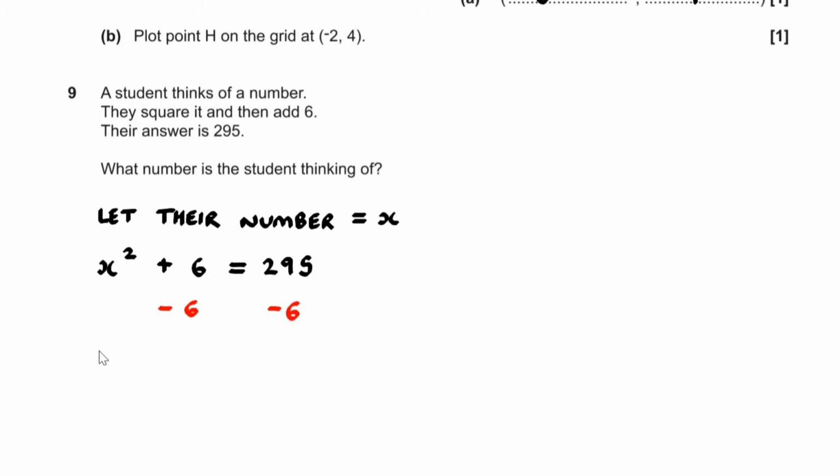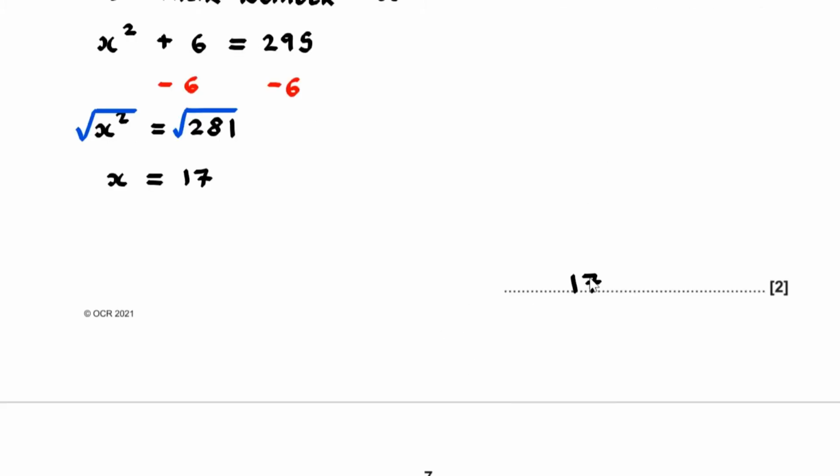And if we do that, x squared equals 281. And now if we square root both sides to find out what x is equal to, the square root of 281 is 17. So the number they are thinking of is 17.